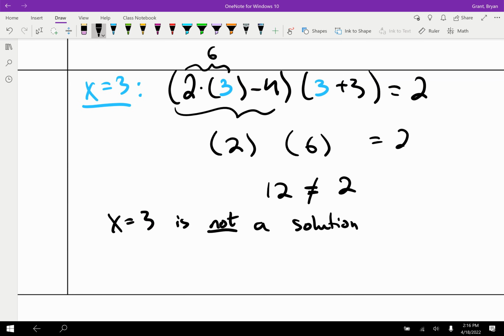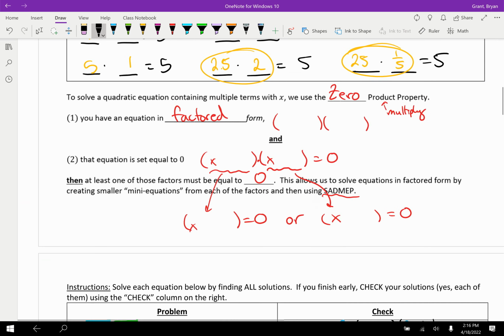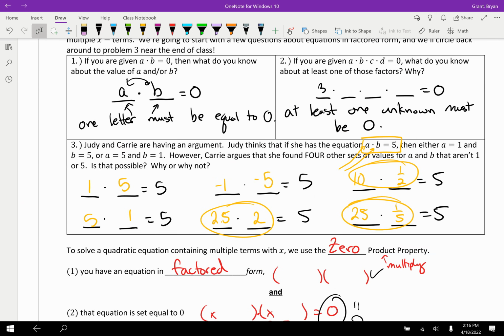And yeah, we do need to remember back to our definition of the zero product property, and that's on that previous page, right? Our zero product property says you have an equation in factored form, which we did, but also set equal to 0, which we didn't. And that, again, directly relates back to Judy and Carrie's argument, where they said they had two numbers multiplying to equal 5, so they knew something about one of those numbers.